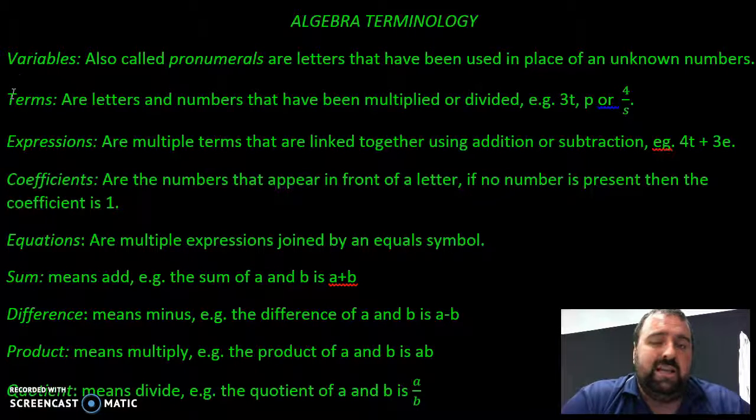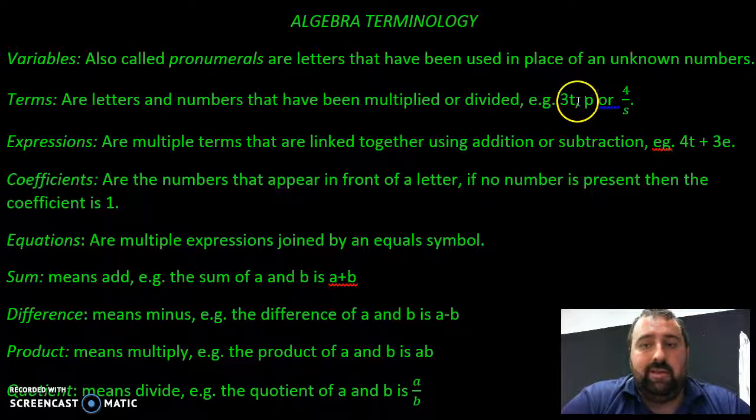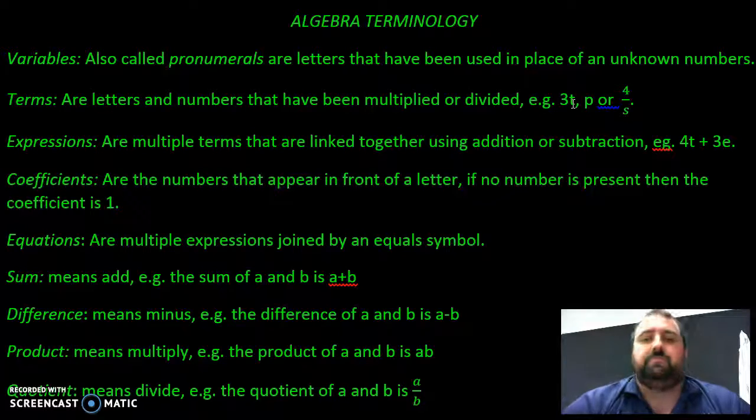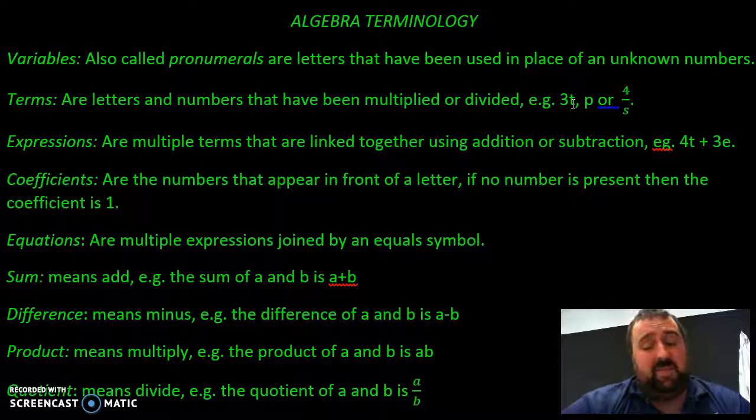A term is when we put a letter and a number together, or potentially multiple letters. But when we put them together, we can only use multiplication or division. So things like 3t, which of course means 3 times t, is a term. p by itself is a term. 4 over s, because that means 4 divided by s, is also a term.